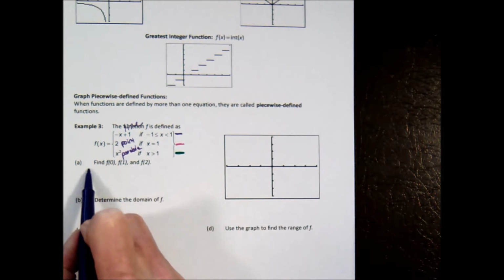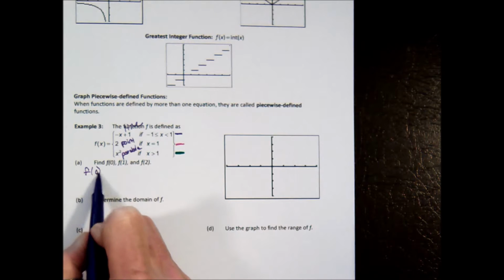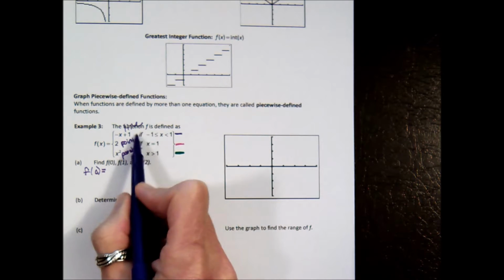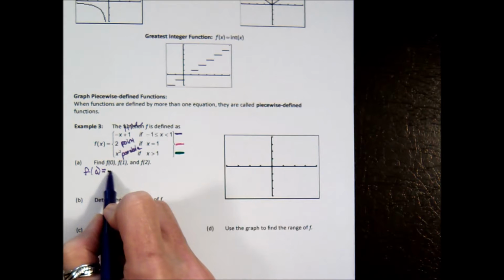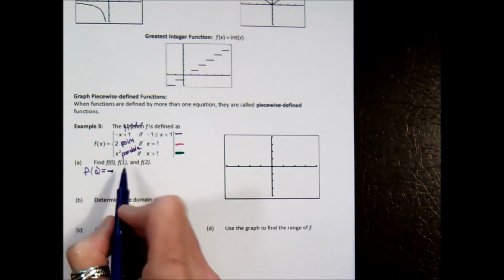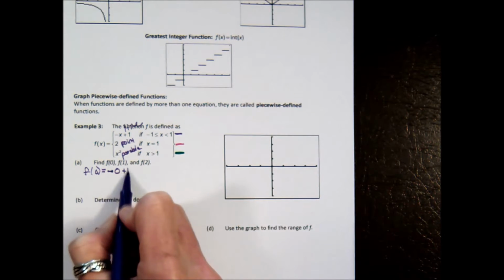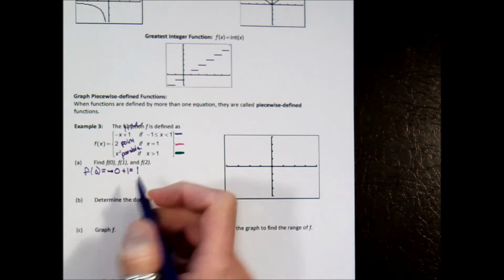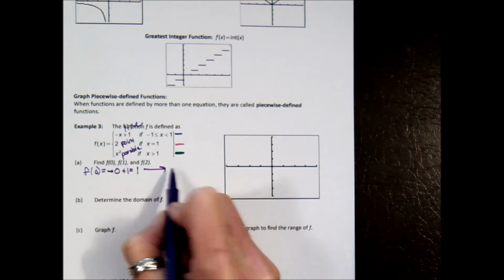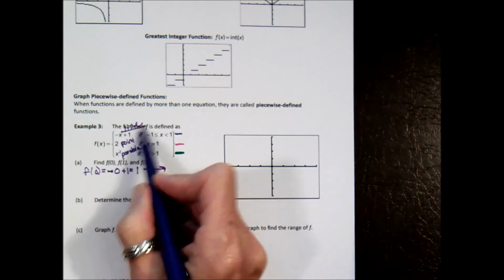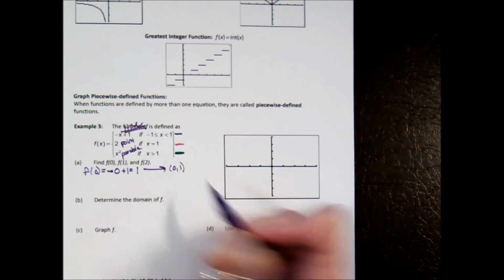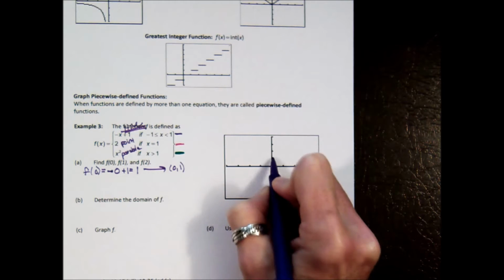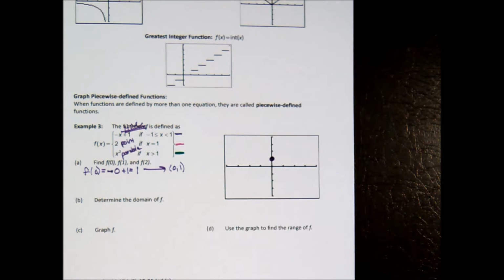So f of 0, since it fits this, we're going to use this definition. It's negative x, which would be negative 0, plus 1, or just 1, which means that I have the point on the line part of my function. I have the point 0, 1. Now it's a line going through that point. I don't know yet which direction it is.